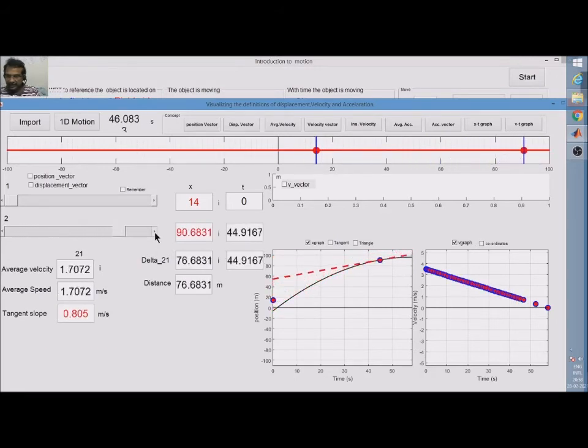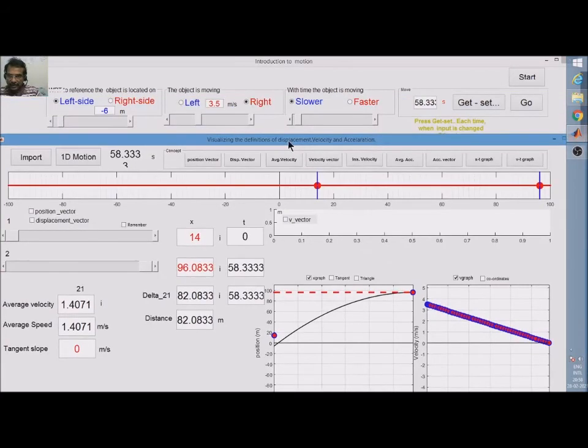So we can see this is a mirror image of the earlier case where the object was moving towards the left and it was becoming slower and slower. The line was like this, making a positive slope with the time axis. Now here it is making a negative slope with the time axis.